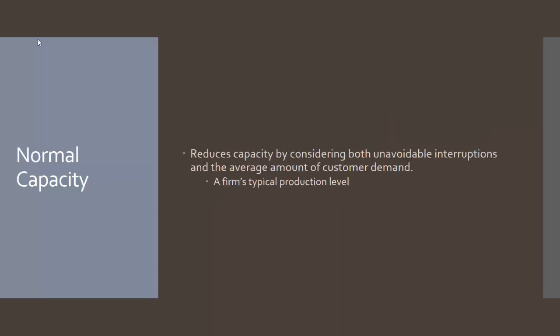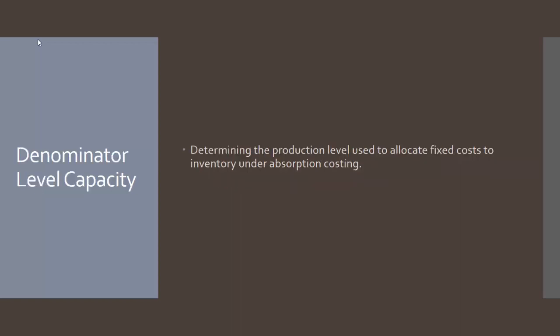If you want to take customer demand into consideration, that would be your normal capacity. So this reduces capacity by considering both those unavoidable interruptions that we had, as well as customer demand. Sure, we could make 1 million units, but can we sell 1 million units? If we can only sell 600,000 units, what's the point of making those extra 400,000 units? So normal capacity can be thought of as a firm's typical production level.